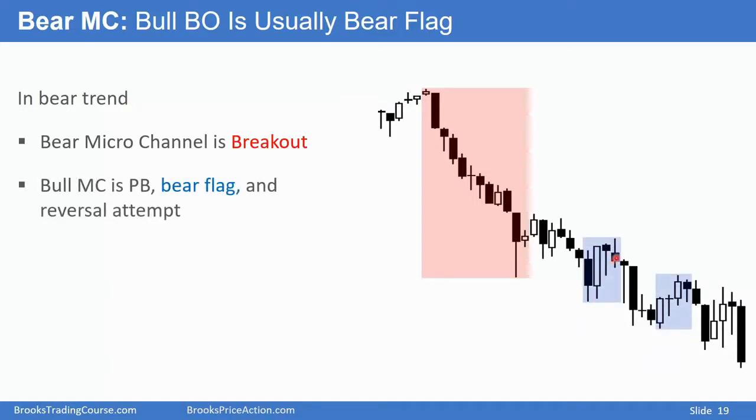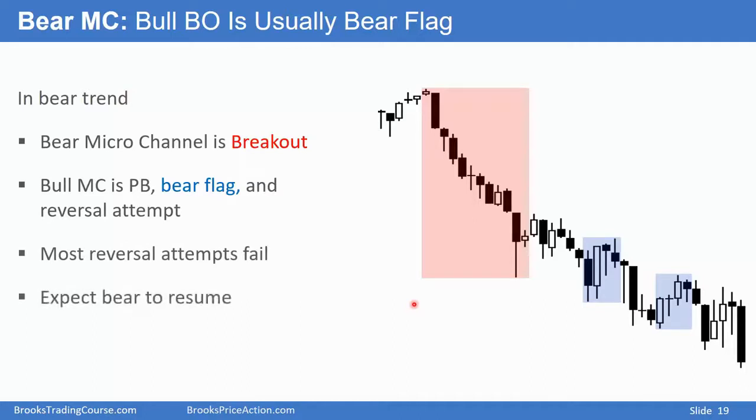We have a 4-bar bull microchannel here, 4-bar bull microchannel here. These are attempts to reverse the bear trend. But when a bear trend is in a very tight bear channel like this, every one of these bull reversal attempts will probably be a bear flag, a bear breakout, and lower prices. Most reversals fail, so traders should assume that the bull reversal attempts will become bear flags and that the bear trend will resume.